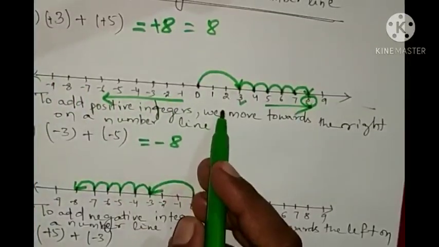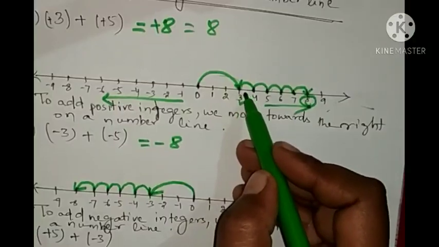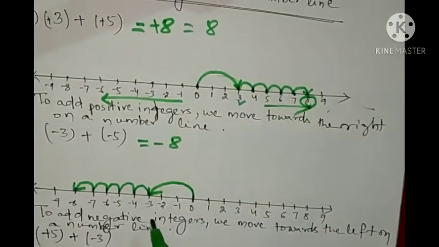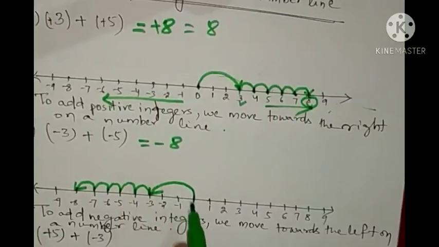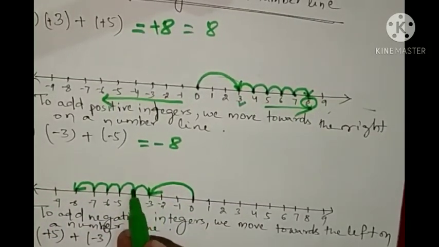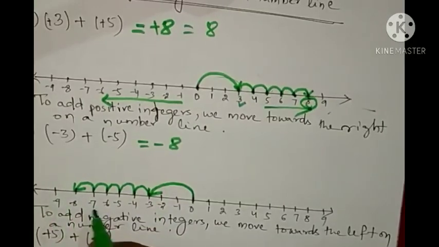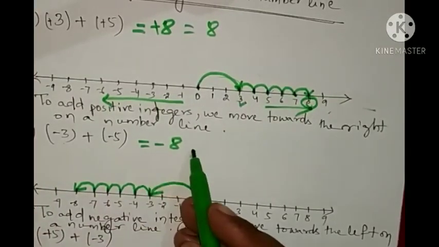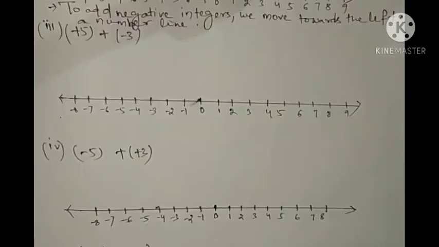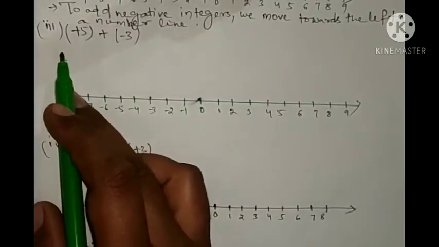So minus 3 plus minus 5 equals minus 8. When there are two positive integers you move towards right, and when you add two negative integers you move towards left. First you take the first number, then count the second number. So minus 3 plus minus 5 equals minus 8.